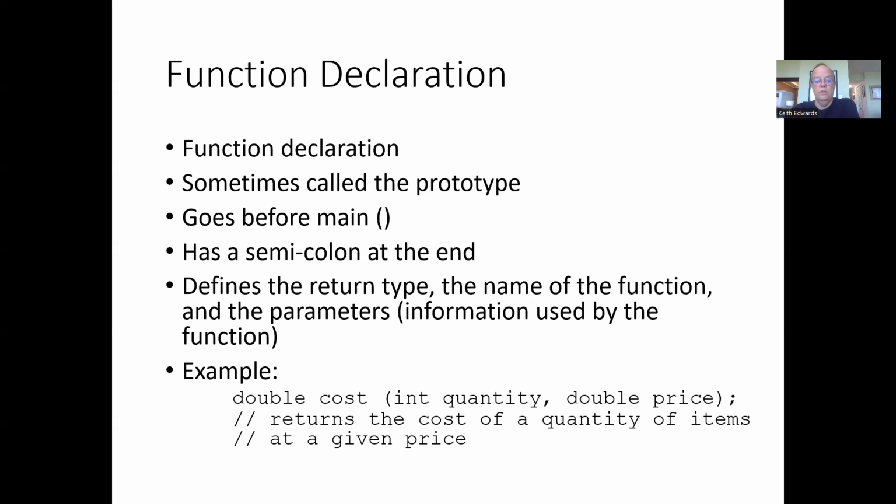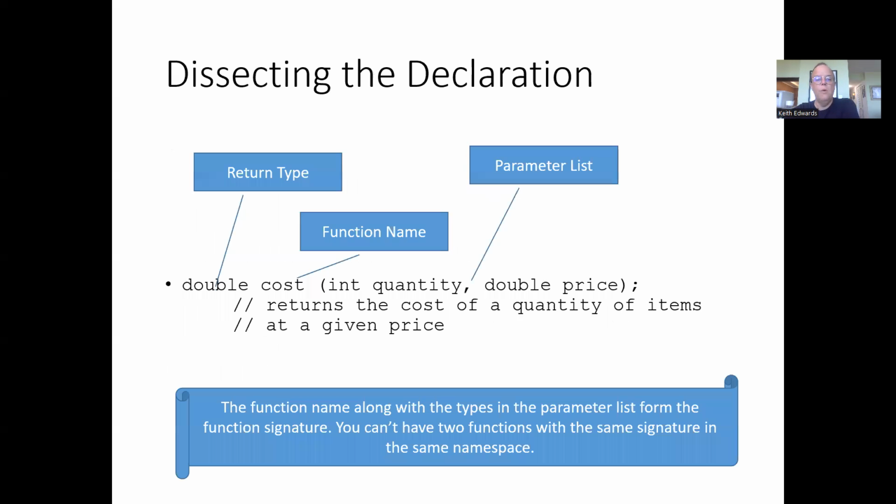It tells us the return type, like in this example, double is the return type. The name of the function comes next, which in this case is cost, and the parameters, which are quantity and price. Quantity is an integer and price is a double. Those are the pieces of information we use to calculate the value that's returned by the function. So this cost function here is going to give the cost of a quantity of items at a given price.